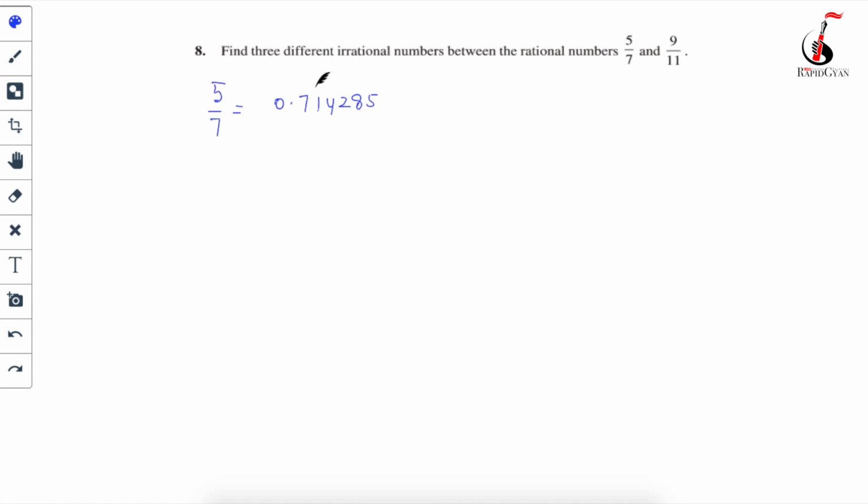0.714285. Guys, I am not going to do the division. Please go and do your division. Okay, so you will get 0.714285. Anyway, I will do it. But guys, please make sure to do this division by yourself.